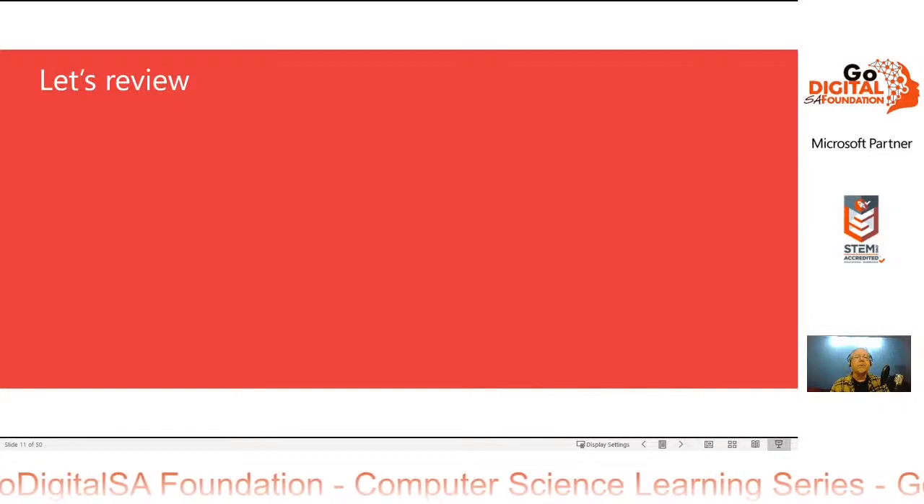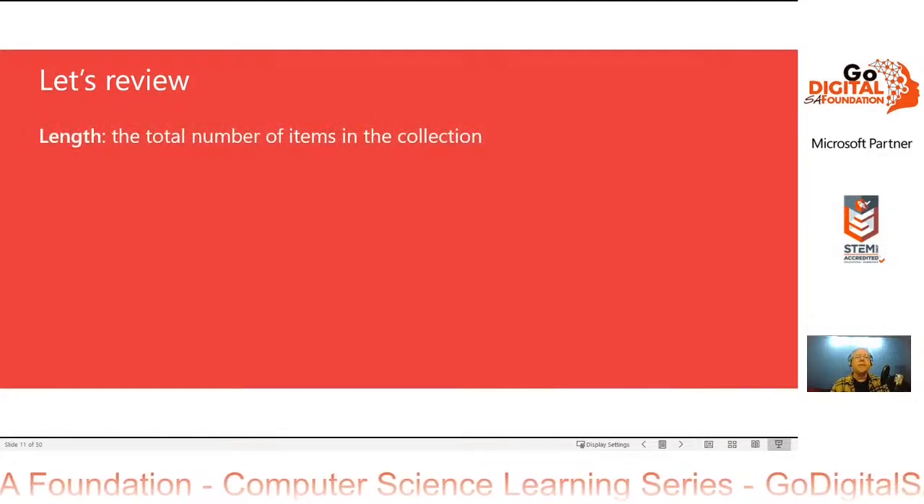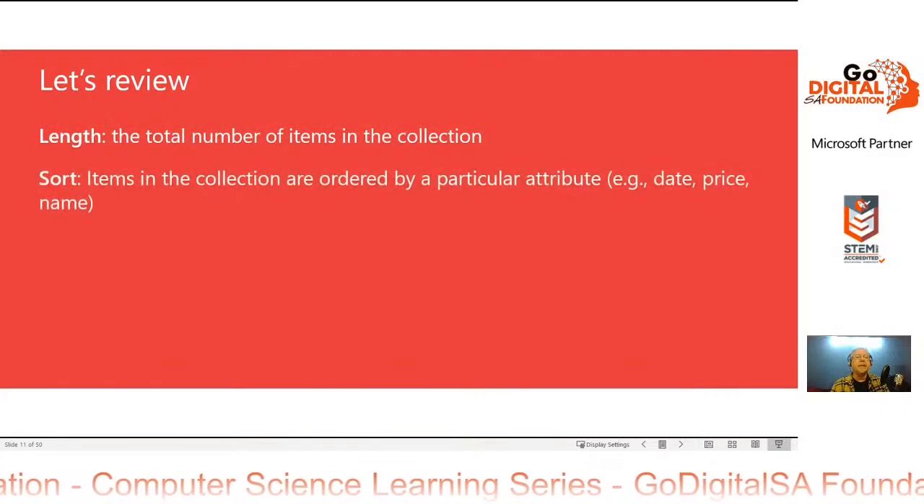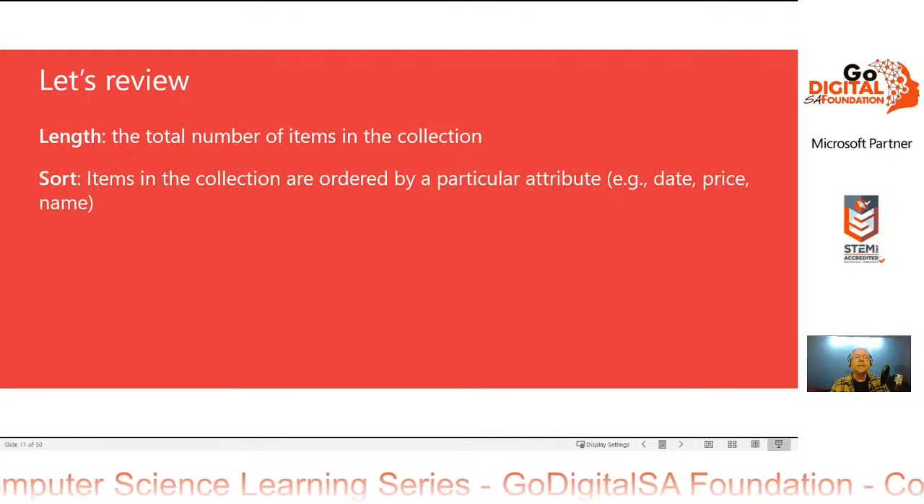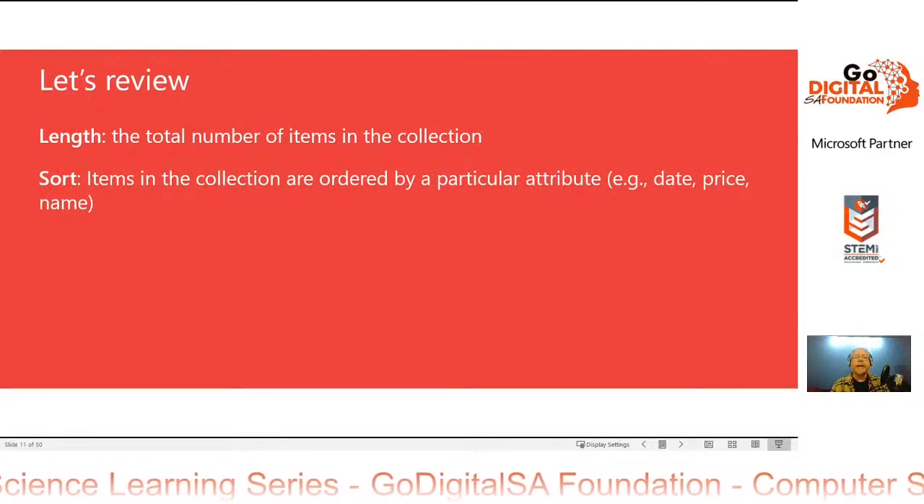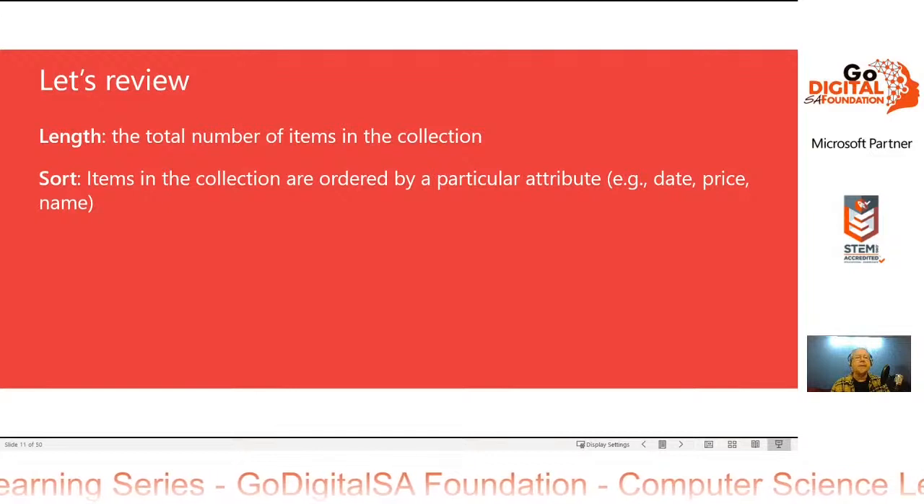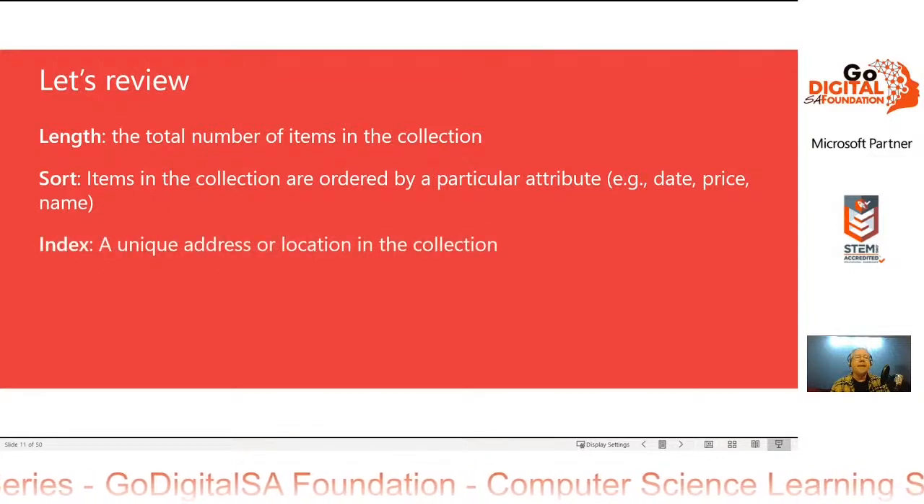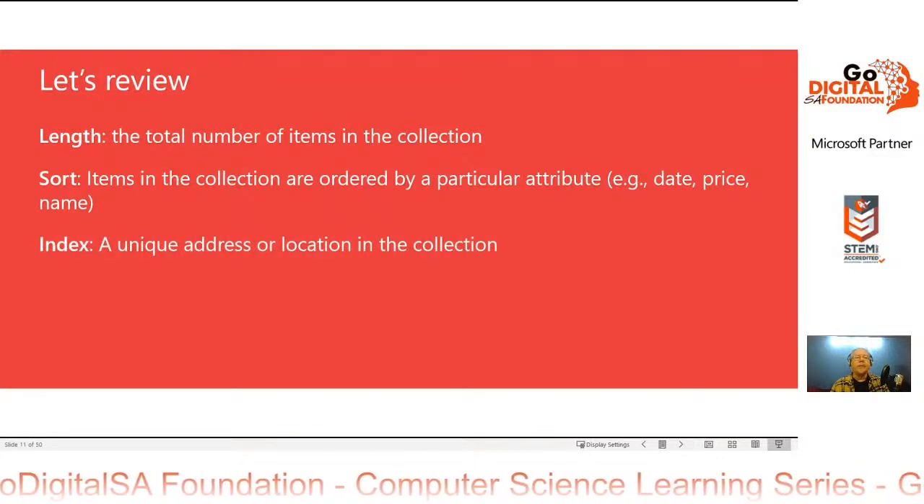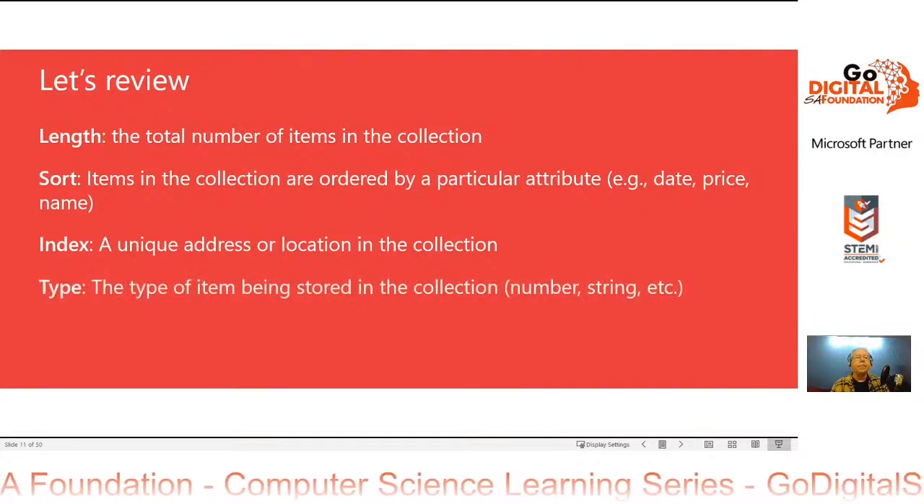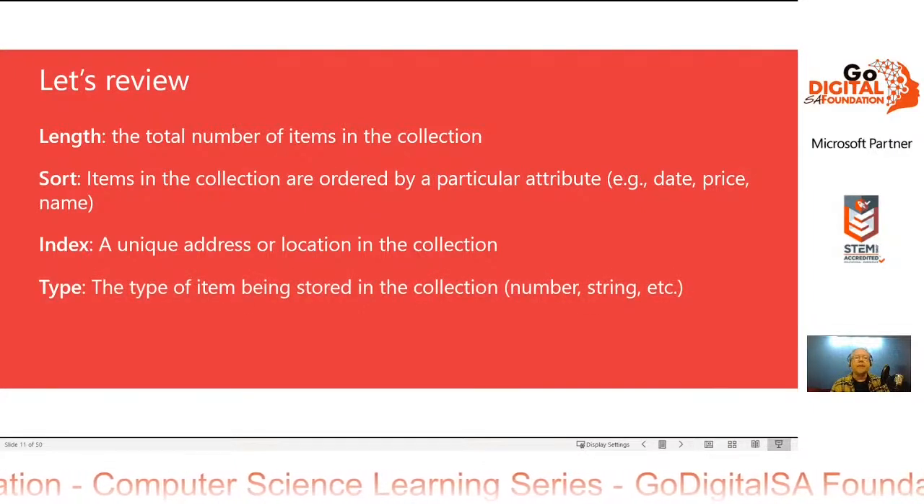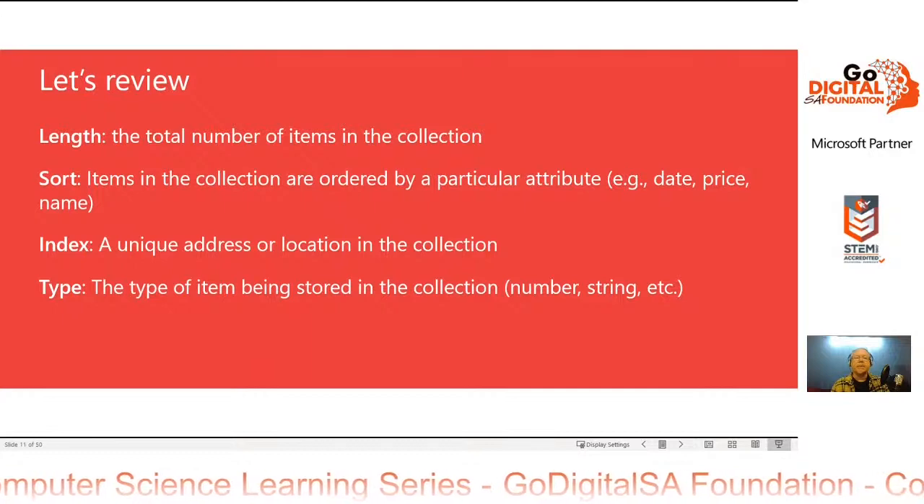Okay, so to review, length is the total number of items in a collection. Sort, items in the collection are ordered by a particular attribute, for example, date, price, name, and so on. Index is a unique address or location in the collection. And type is a type of item being stored in the collection, like a number, a string, and so on.